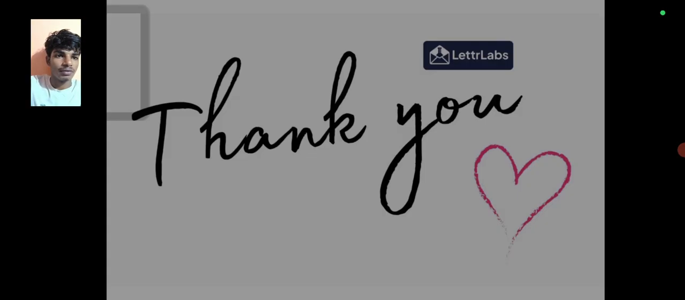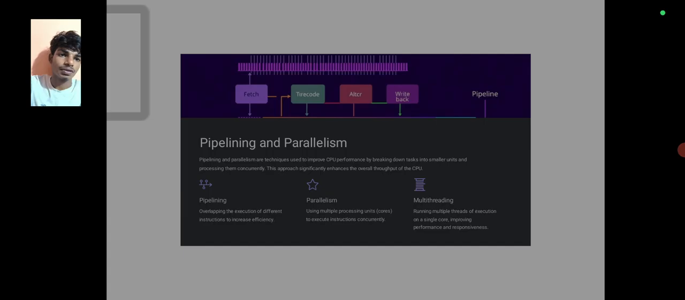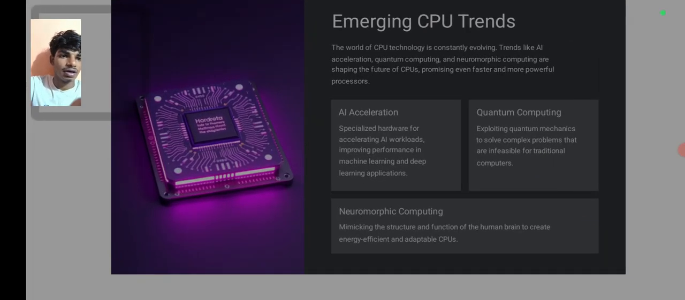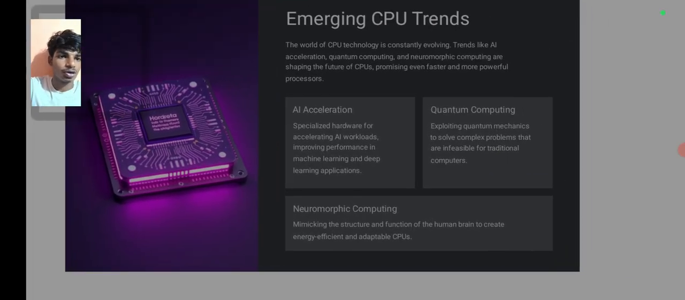And in quantum computing we have exploiting quantum mechanics to solve complex problems that are infeasible for traditional computers. And neuromorphic computing is about mimicking the structure and functions of a human brain to create energy efficient and adaptable CPUs. It is about the emerging CPU trends.